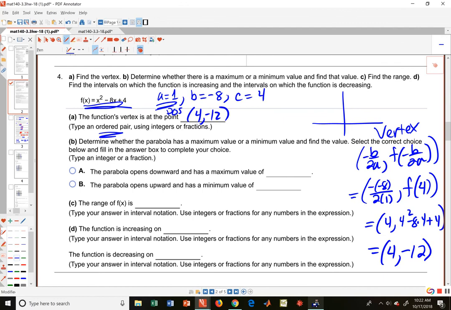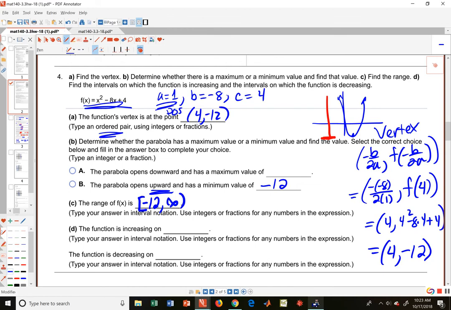All right, everything else is pretty straightforward once you have the graph, and so our graph looks like this. We've got our vertex at 4, -12. The parabola opens upward and has a minimum value of -12. That's the smallest y value. So they're talking about this graph doesn't go anywhere below -12. In fact, that has a lot to do with the range. When we talk about the range, what we mean is what are all the possible y values? And so we start at -12 and we go to positive infinity.